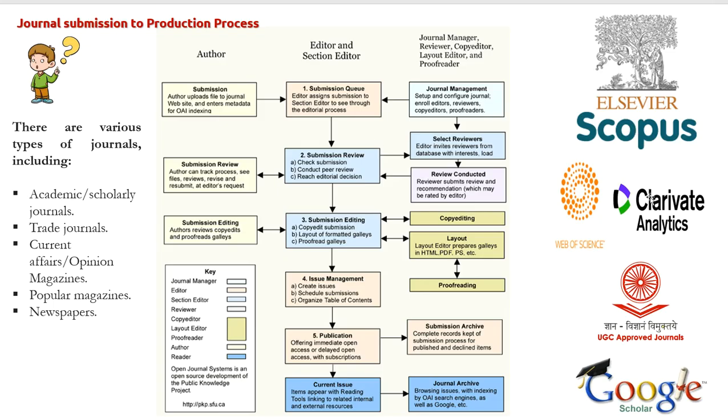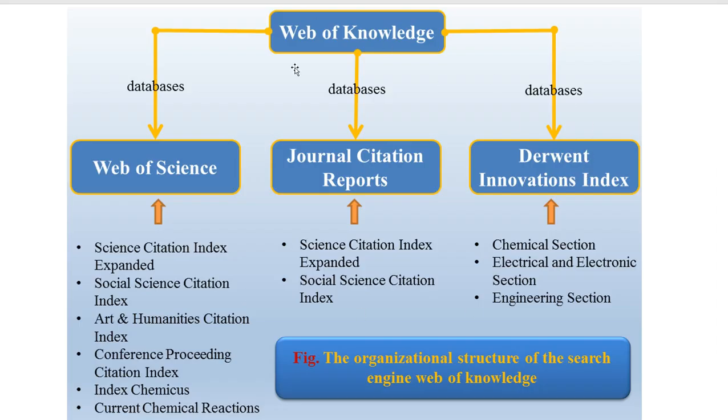Here there is Scopus, and Clarivate Analytics Web of Science Group: SCIE, ESCI, and social science citation indexing. They follow database maintenance. Web of Science Group maintains science citation indexing expanded, arts and humanities citation indexing, conference proceedings citation indexing, Index Copernicus, Index Chemicus, and Current Chemical Reactions. And some databases maintain journal citation reports, H index, like this.